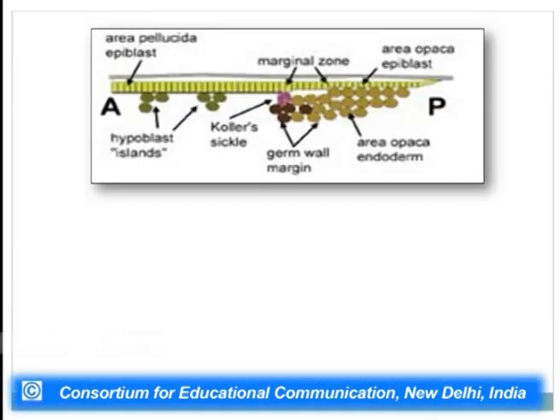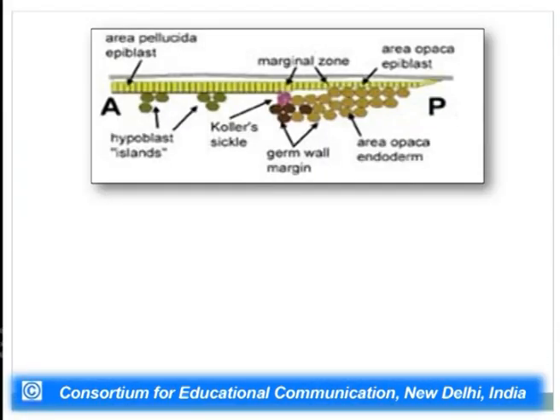So, area pellucida and area opaca is overlaid with a single layer of cells, which is termed as the epiblast, and this entire region is termed as the blastoderm. The difference between area pellucida and area opaca, we will see just now what it is. So, this is again a pictorial representation of the same thing.